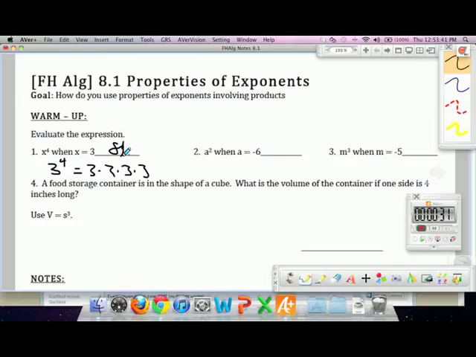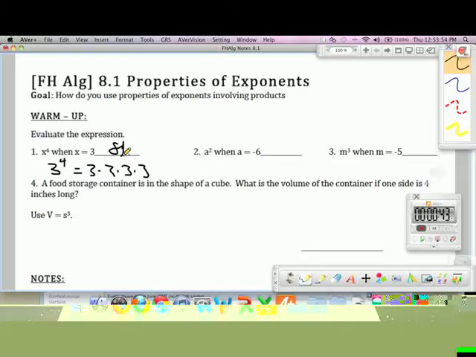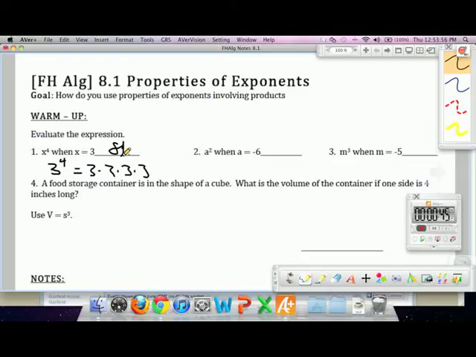Okay. a squared, when a is negative 6. How many people got negative 36? Well, if you didn't get negative 36, what did you get? Positive. So which is it? Is it negative or positive? Positive. Why is it positive and not negative? Because two negatives make a positive.